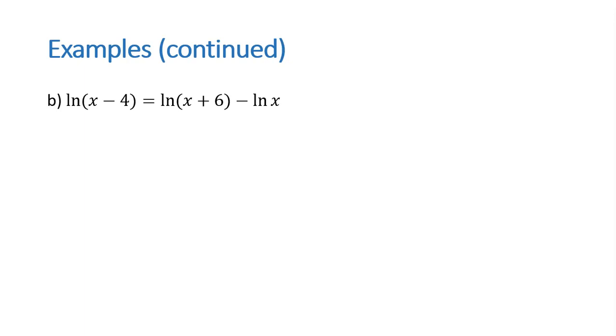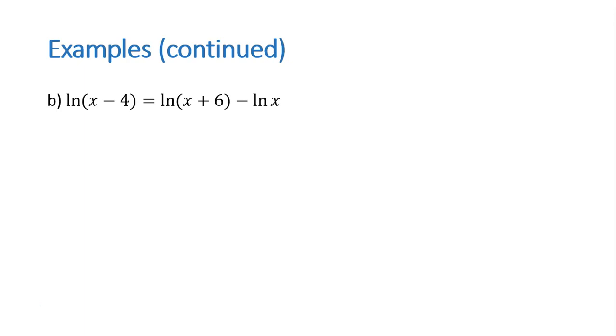But if you remember, there was a rule that allowed us to combine logarithms together when they're subtracted. It was called the quotient rule. So the quotient rule stated that if we have division inside of a logarithm, we can split it up into two separate logarithms that are subtracted.